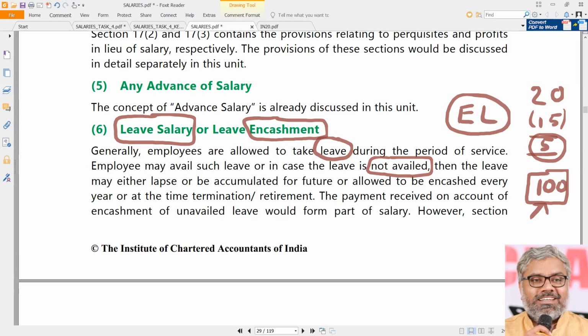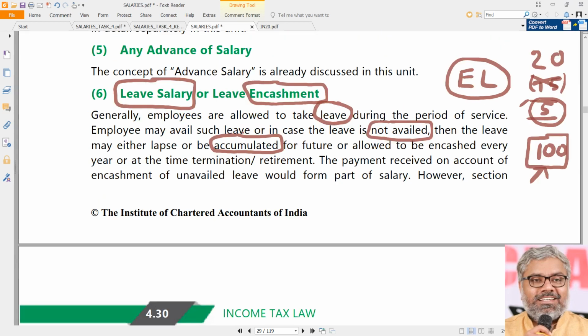But is he encashing the leave that he availed? How can he encash that? He already used that leave. No, this is not what is encashed. What is encashed is this: the leave unavailed can be encashed after it got accumulated over a period of time. So usually this is the procedure where the employee will have accumulated a lot of leave at the time of retirement, and that can be encashed at the time of retirement. Then what we call it is leave salary or leave encashment. That is the concept of it.